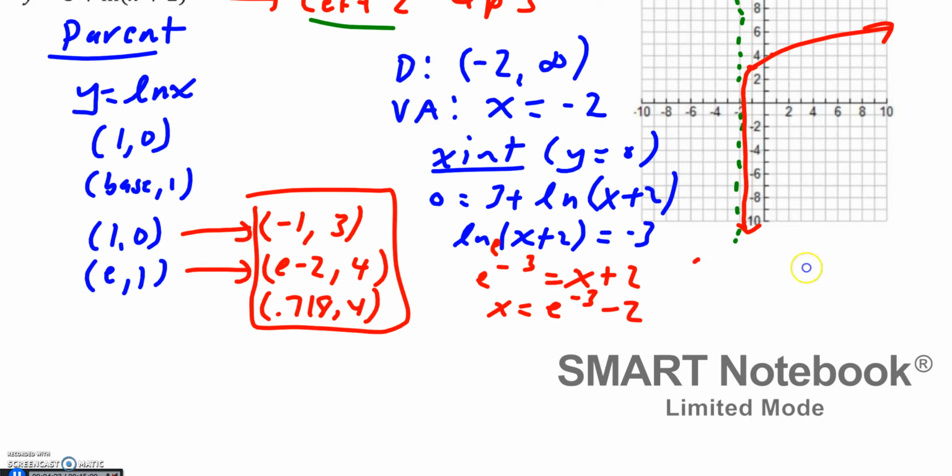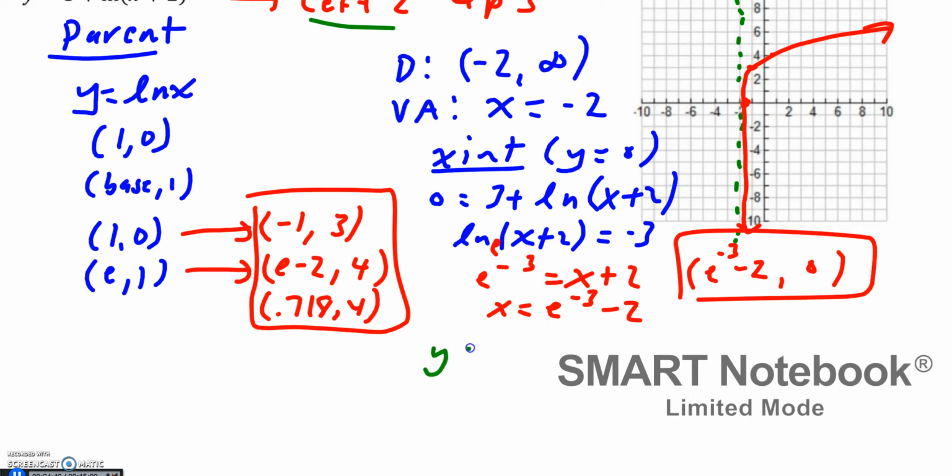And so it's okay, if you want to find your x-intercept, to leave it as e to the negative third minus 2, 0. This is technically a decimal, and that decimal would be right here, but it's okay to leave your answer exact just for the sake of time.